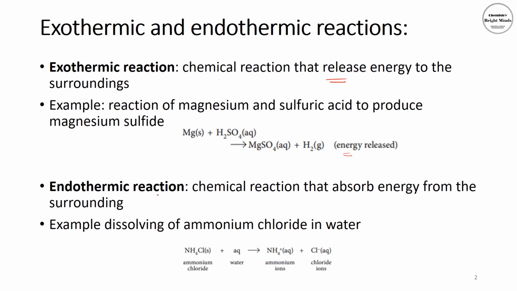The endothermic reaction, on the other hand, absorbs energy from the surroundings. For example, if you dissolve ammonium chloride in water, the ammonium chloride dissociates into ammonium ions and chloride ions, and the temperature drops from the beginning of the reaction to the end. So if you hold your container, you will find it cooler at the end of the reaction than when you started.